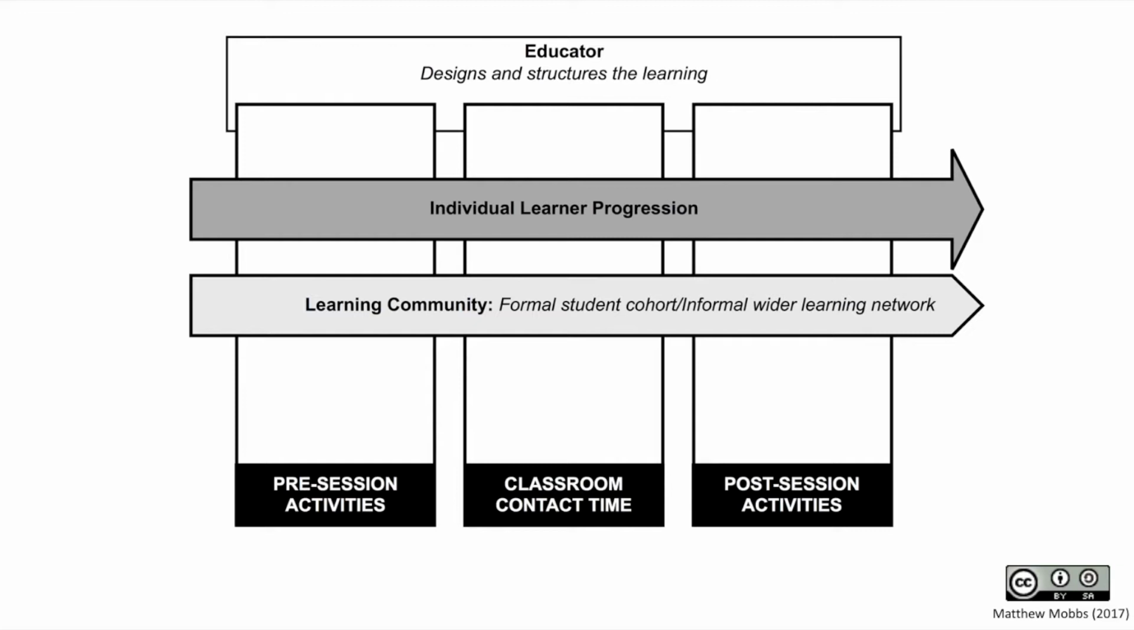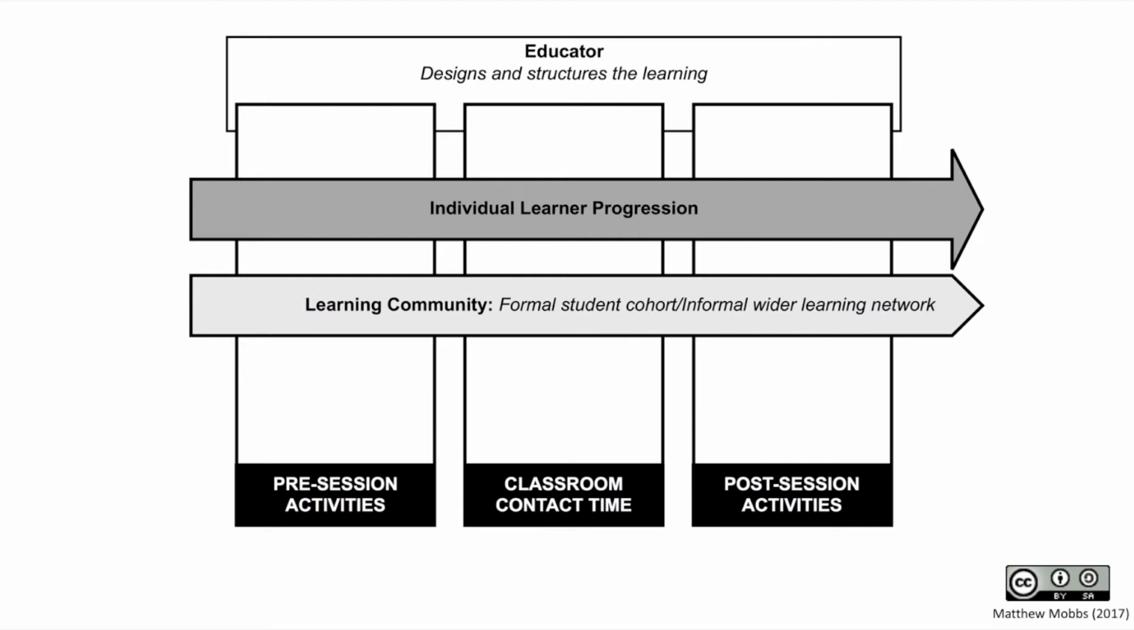The second group in the learning community is the individual learner's informal wider learning network, which is defined as the people that the learner turns to for support with their studies or to expand their understanding of the subject. There may be overlap in these two groups, as learners that are enrolled on the course may be friends or trusted peers that form part of the individual learner's wider learning network. A further subtlety regarding the learning community is its formation over time.